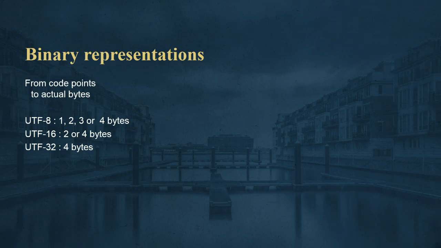We have three main representations that are in the Unicode standard. One is UTF-8, which uses a variable number of bytes to encode one code point. Then we have UTF-16, which uses either 2 or 4 bytes to encode one single character. And then we have UTF-32, which always uses 4 bytes for every single character you might use in your own text.